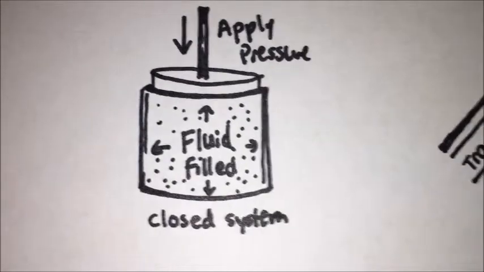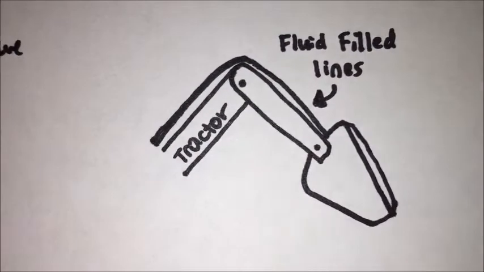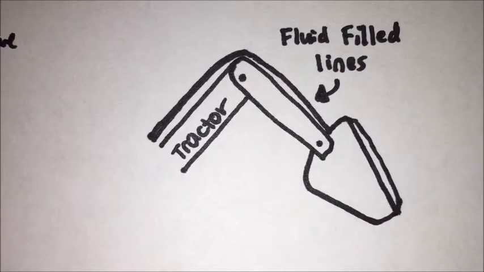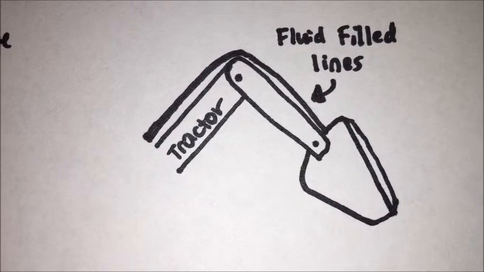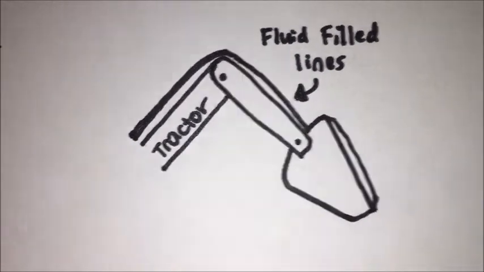Now this is super important when we get to tractors trying to move the arms, moving the bucket. There are fluid-filled lines that are controlled by joysticks inside the tractor.